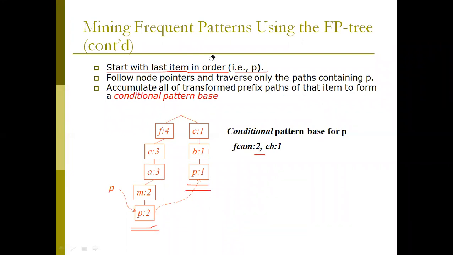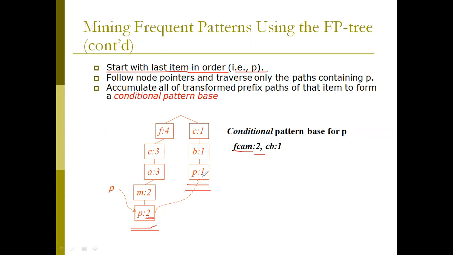How many times is this path repeated for P? It's obviously 2 times. Why? Because the P value is 2 here, right? That's why we have visited this total path 2 times. What are the item sets within this path? F, C, A, M, repeated 2 times. We have visited it 2 times.